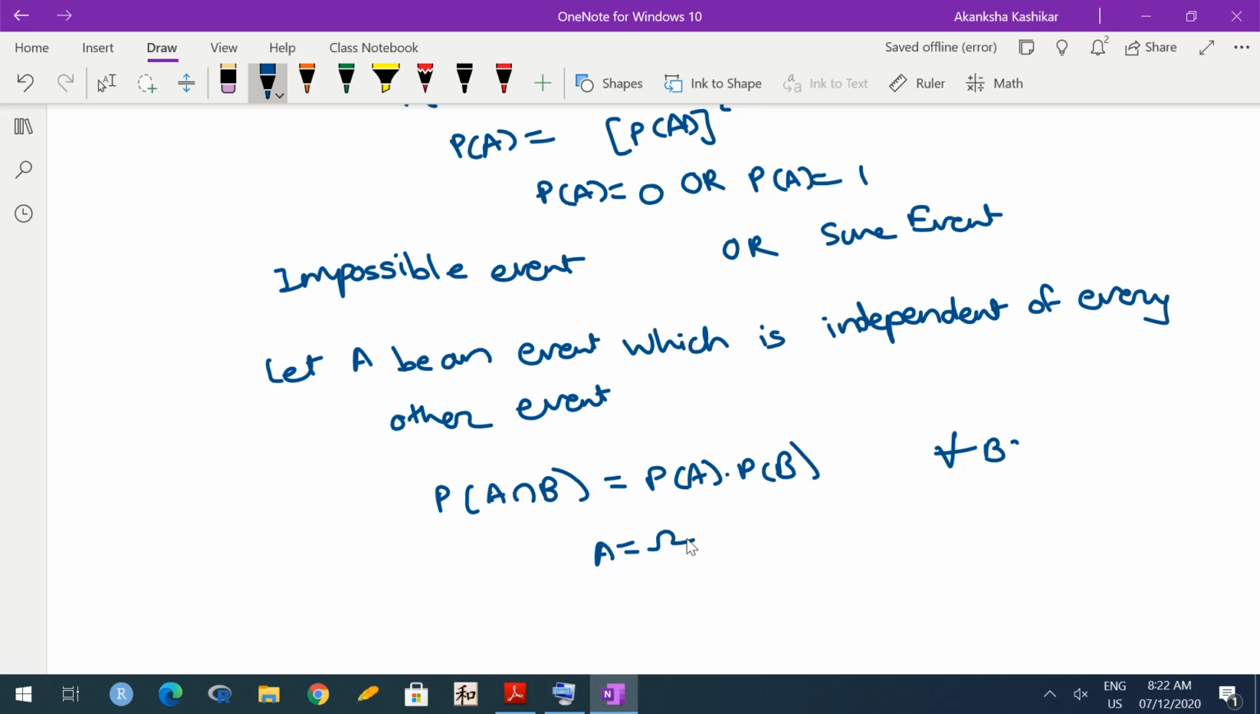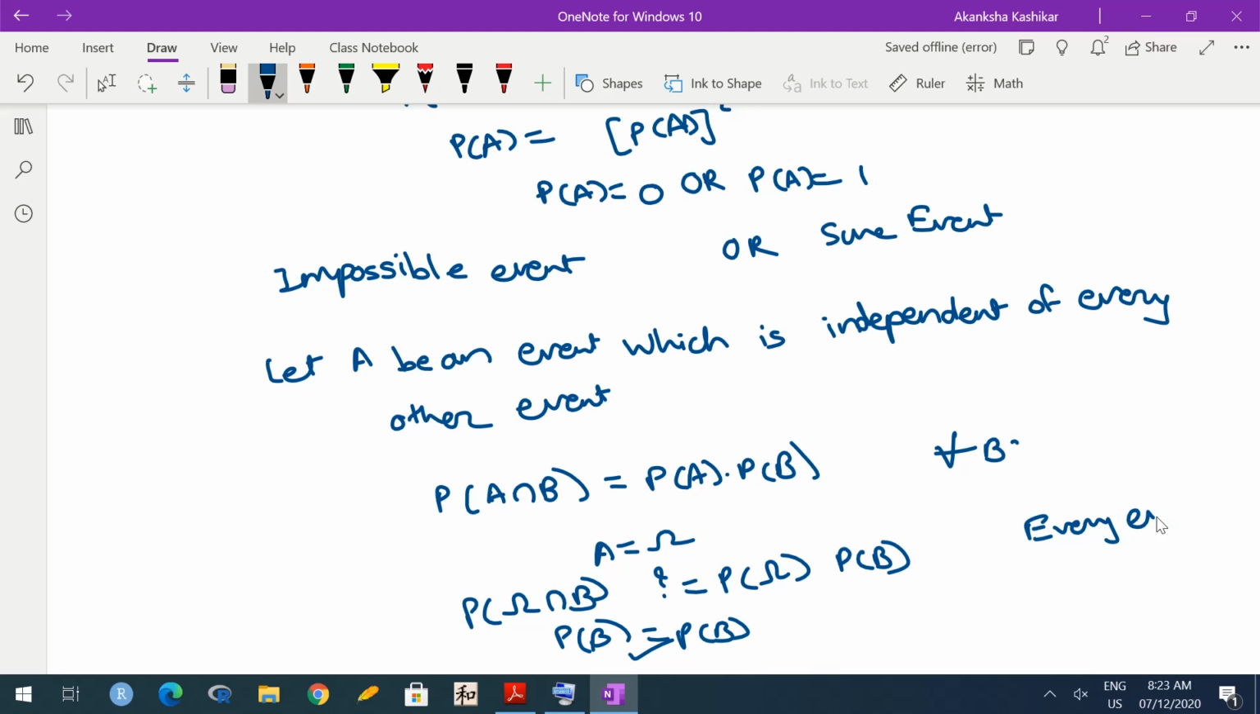Okay, now let me try if A equal to omega works. If A is omega, then I will have probability of omega intersection B equal to probability of omega times probability of B. Omega intersection B is B and probability of omega is 1. So this works. Correct? So this works, meaning every event is independent of omega. Does it work for phi also?